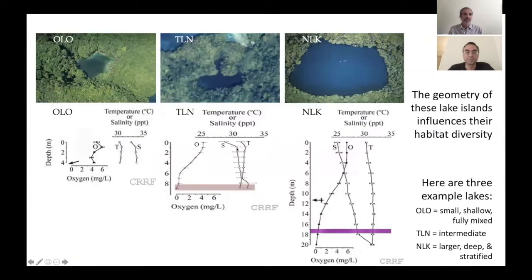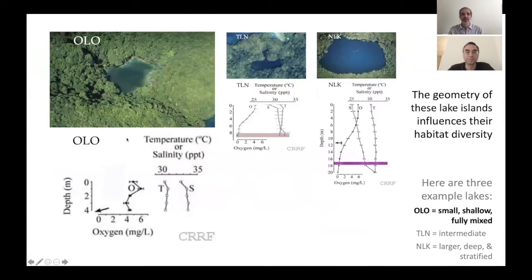As for terrestrial islands, the geometry of marine lakes influences their habitat diversity. Here are 3 examples. Ongeim'l Lake is a small, shallow lake and has the same oxygen, temperature, and salinity profiles with depth.